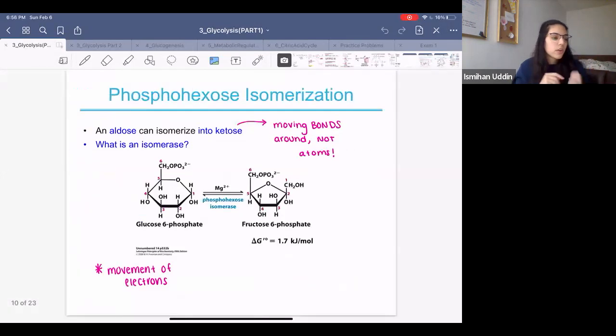That's pretty easy. Phosphohexokinase isomerization. An aldose isomerizes into a ketose. What is an isomerase? An isomerase is something that moves around bonds and electrons, but does not move actual atoms or functional groups around. Later, we'll see that what does move around functional groups is called mutase. Mutase moves around functional groups.